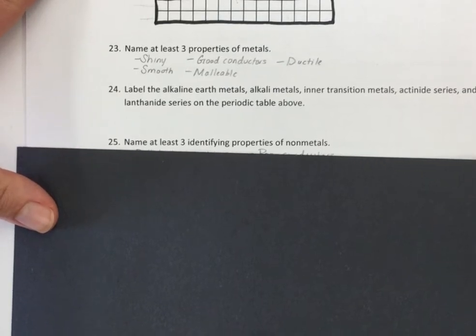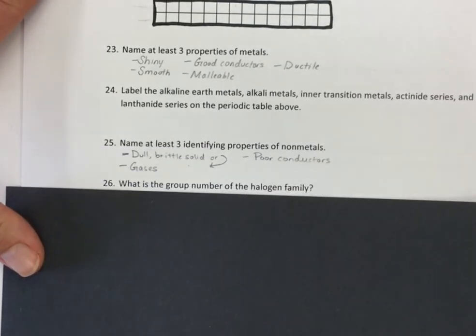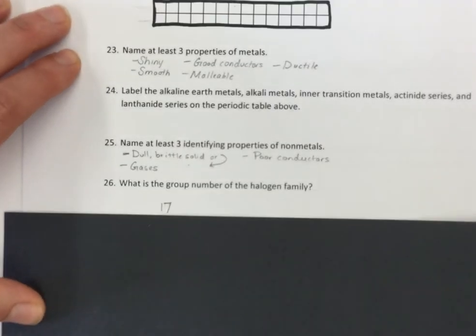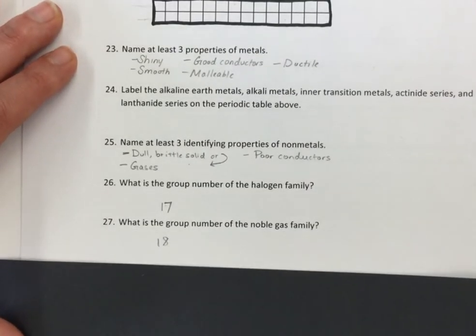And then for 25, identifying properties of nonmetals, those were in your notes. The group number of the halogen family is 17. And then the group number of the noble gas family is 18.